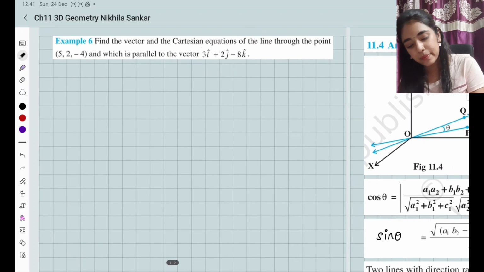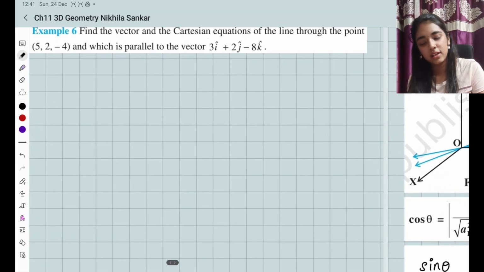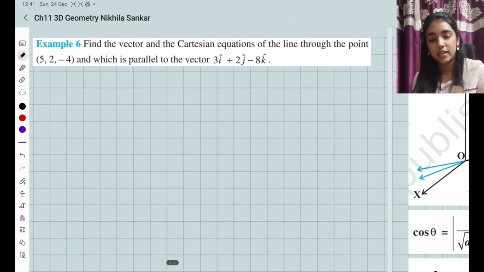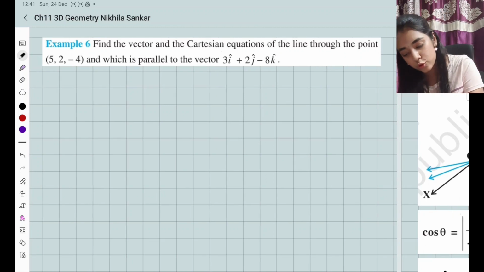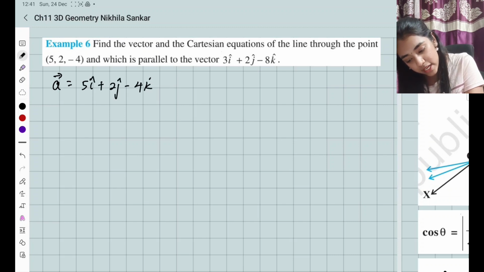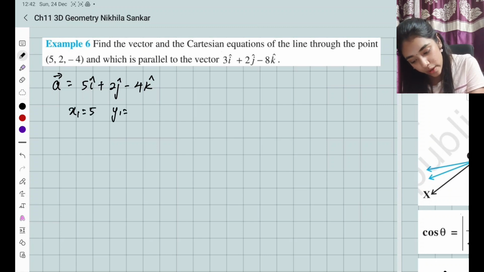Let us solve an example. You will understand it better. இப்போ find the vector and the Cartesian equations of the line. So, vector form கேக்குறாங்க, Cartesian form கேக்குறாங்க. Through the point 5, 2, 4. Through the point னா என்ன அர்த்தம்? We are talking about the a vector which is going to be 5i cap plus 2j cap minus 4k cap. A vector னா என்னென்ன points we are talking about? x1 equals 5, y1 equals 2 and z1 equals minus 4.